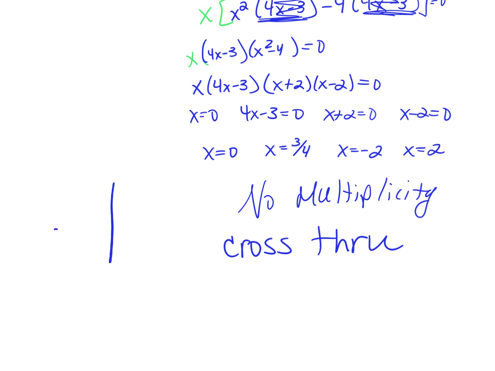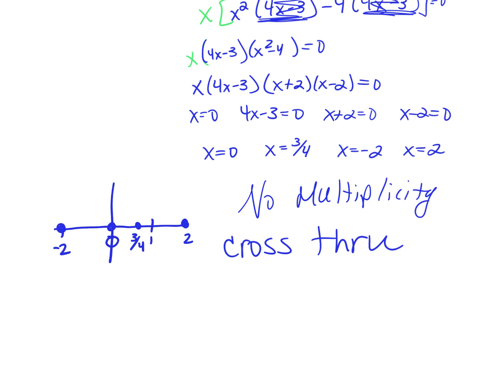Let's talk about our graph. In general, all right? I have an intercept here at 0. I have one at 3/4. I have one over here at positive 2. And I have one over here at negative 2.